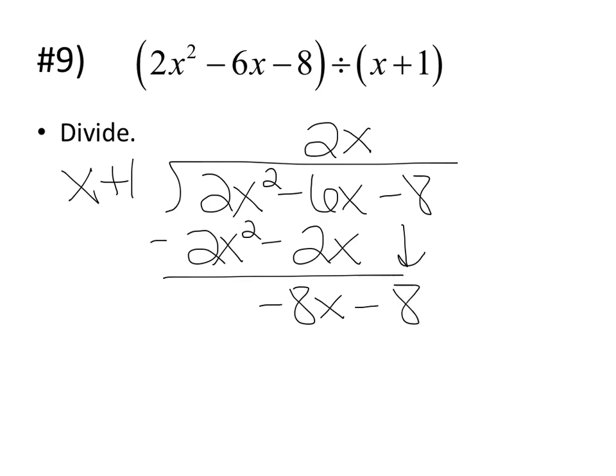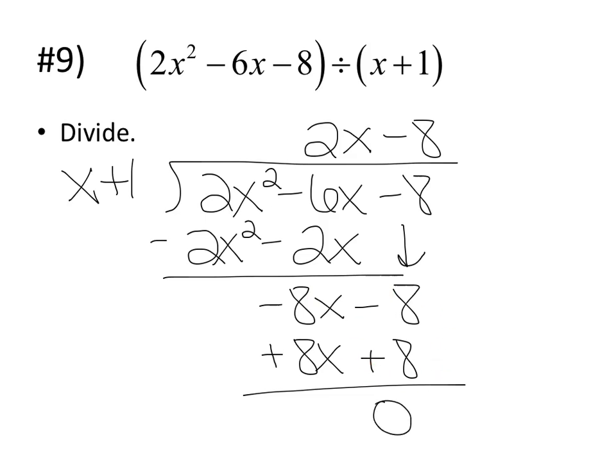Do the whole process again. X times what gives me negative 8x? Negative 8. Negative 8 times x is negative 8x. Negative 8 times 1 is negative 8. Change your signs, and you end up with negative 8x plus 8x is 0. Negative 8 plus 8 is 0. So your remainder is 0. And your answer is 2x minus 8.